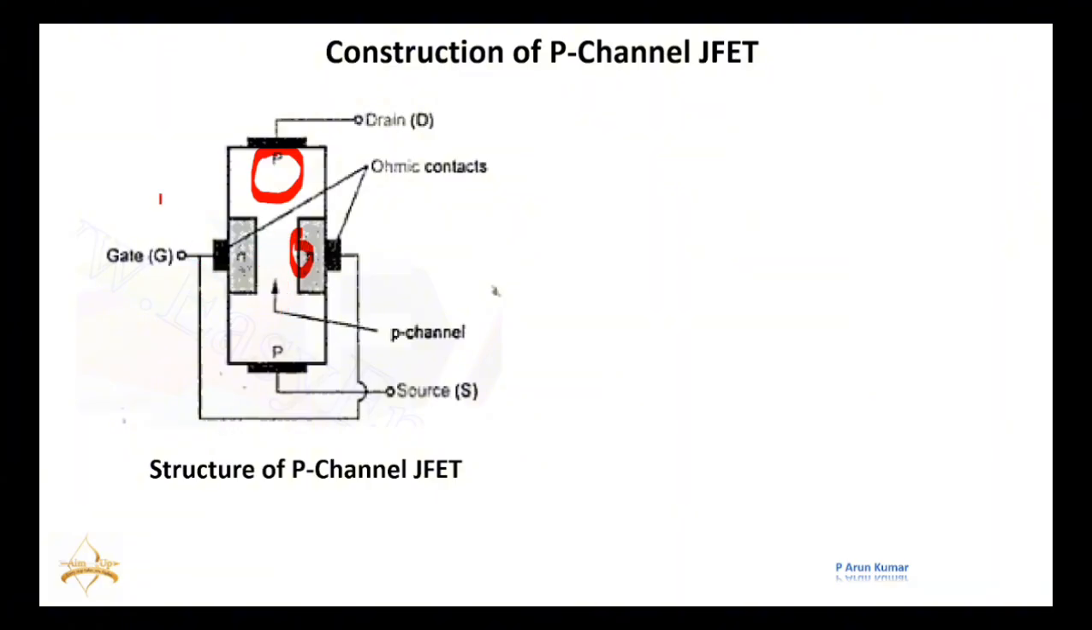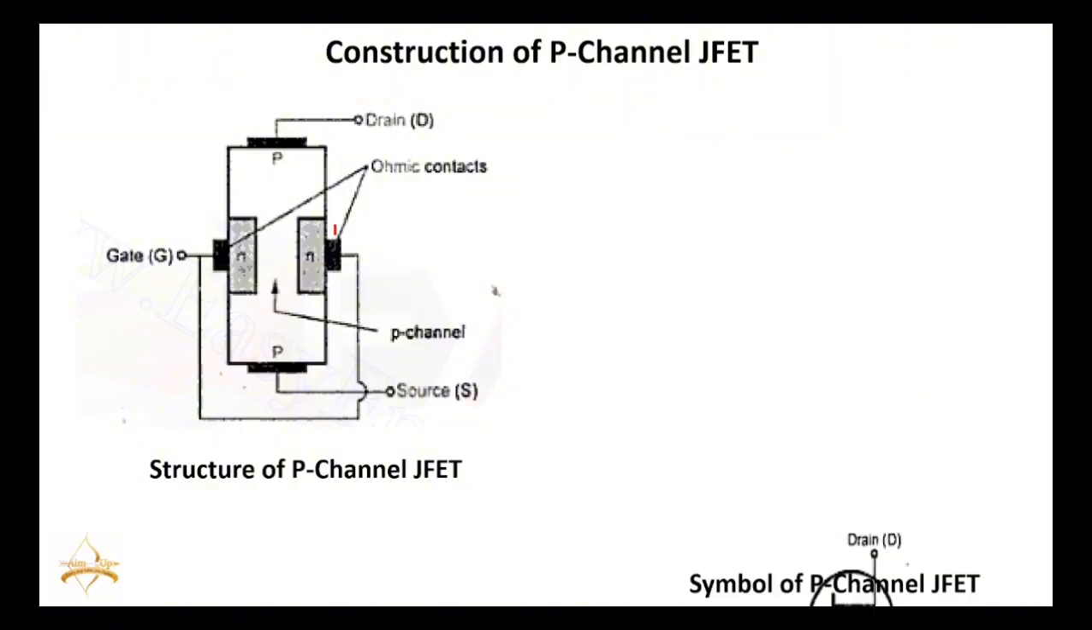Again, these two terminals are internally shorted. This is called the gate, this is the source, and this is the drain. Very simple. The channel should be P-type, and the other regions which are connected with the gate terminal are N-type. That is the only difference.